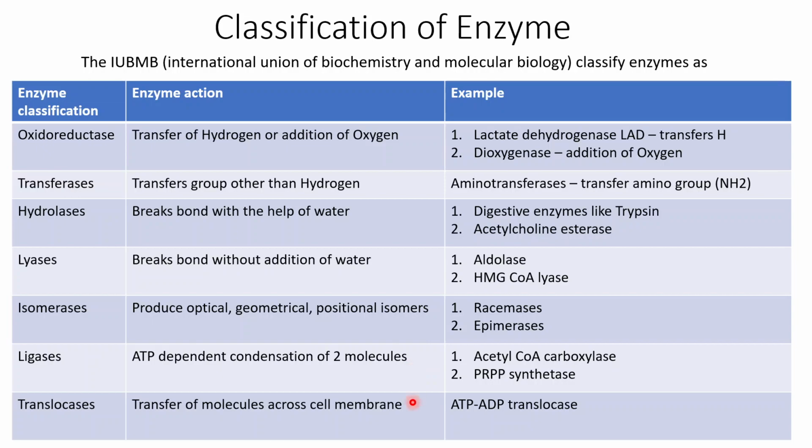And the last one is translocases. Okay, so these enzymes help in transfer of groups across the cell membrane. Okay, an example is ATP ADP translocase. Okay, so these are the classification of enzymes based on the function.